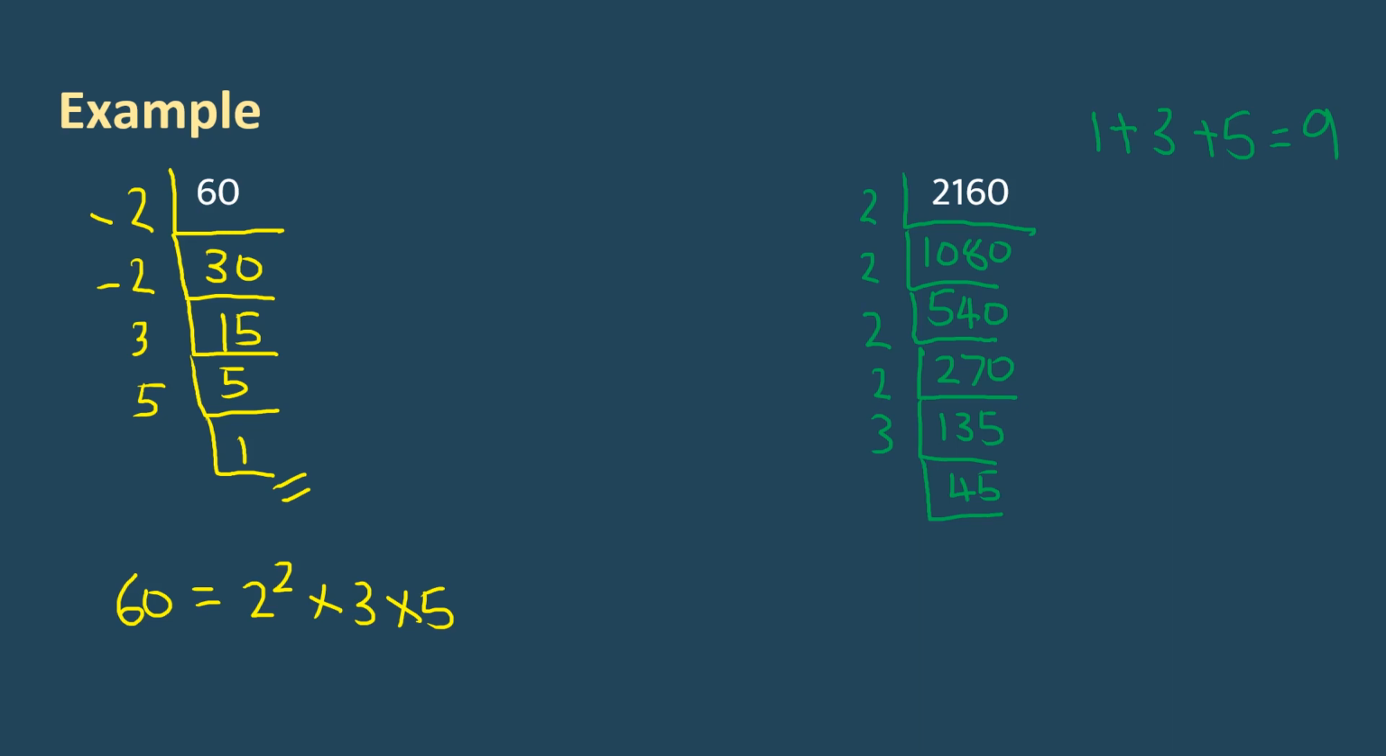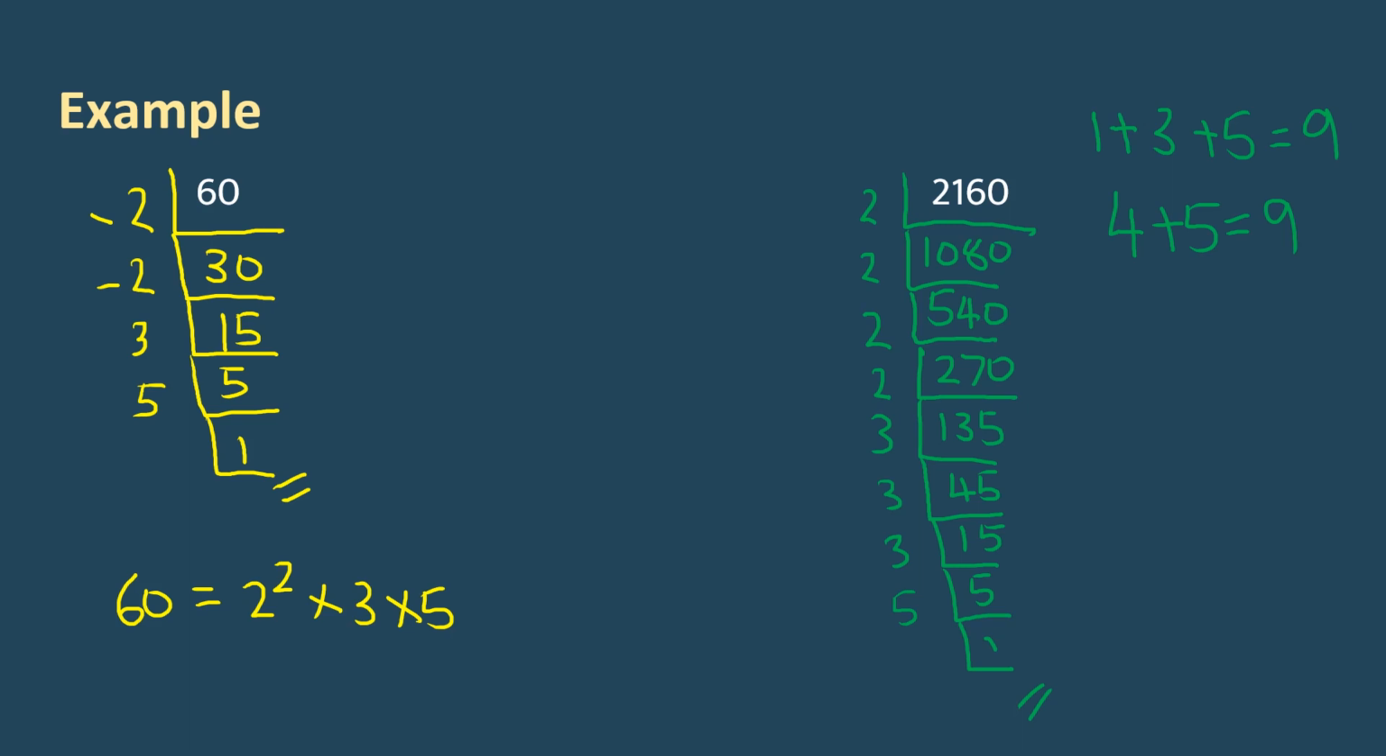Now, is 45 divisible by 3? We're going to try it out. 4 plus 5 equals 9. Yes, so it is divisible by 3. So we're going to write 3. And what we have is 15. Is 15 divisible by 3? Yes, it is. And what we have is 5. Now, is 5 divisible by 3? 5 is not. Is 5 divisible by 5? Yes, it is. So 5. And we have reached 1, so we are done.